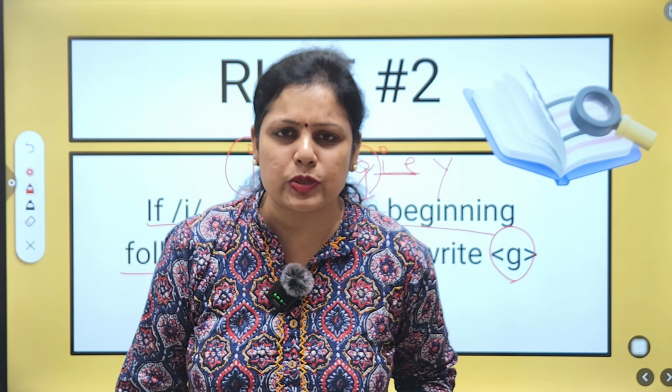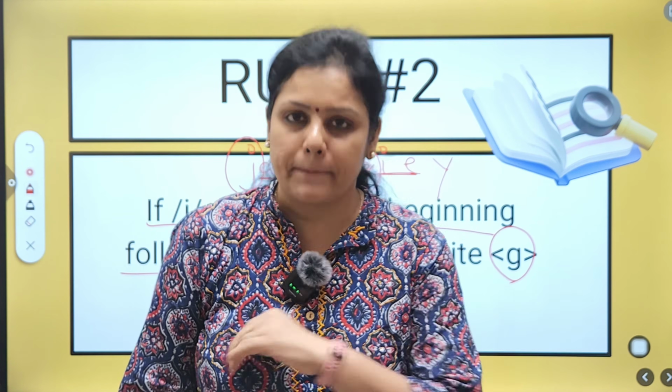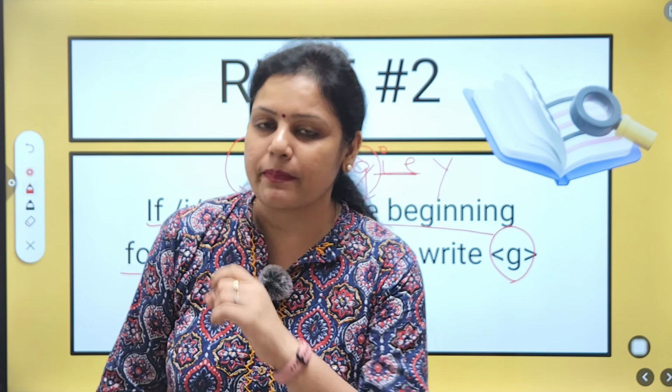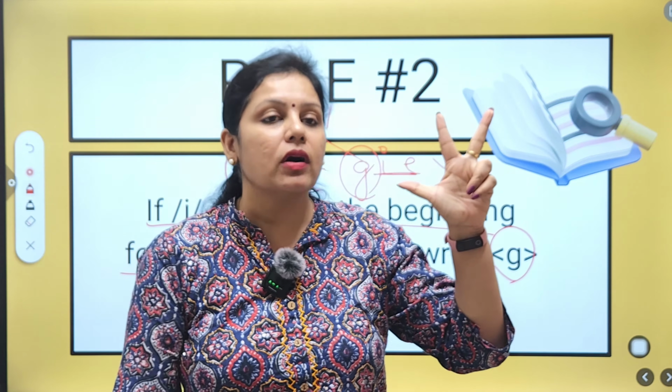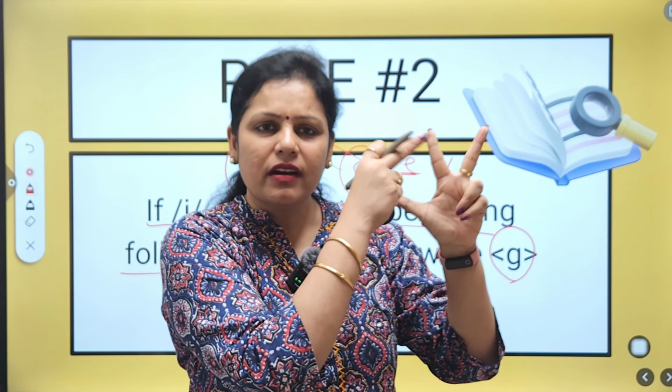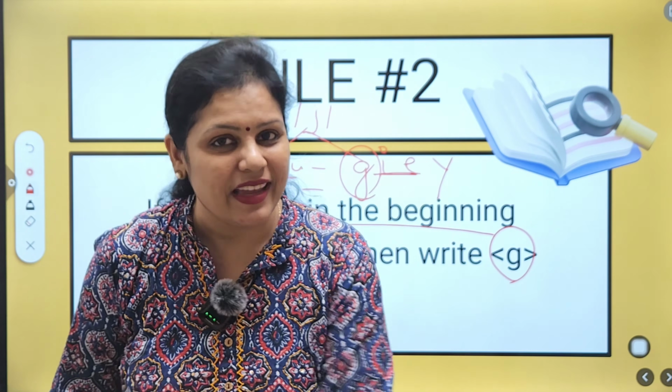Let us take a nonsense word. Suppose I have a word like jip, not zip, jip, J, I, P. Since I have I over here, what will I write, J or G? I will write G. So the word will be G-I-P, right?